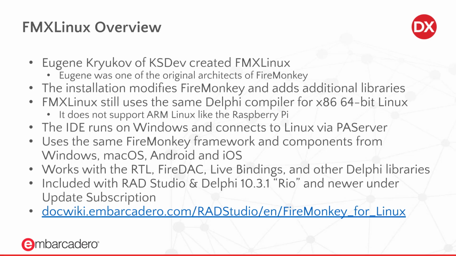So it includes some new libraries and then some modifications to the existing FireMonkey libraries. It still uses the Delphi compiler for x86 64-bit Linux that was built into the IDE since Tokyo. So it does not support ARM Linux like the Raspberry Pi. The IDE still runs on Windows and then connects to Linux via PAServer. You use the same frameworks and components that you use on Windows, macOS, Android, and iOS. So essentially, if you can do it on one of those platforms, you can now do it on Linux.